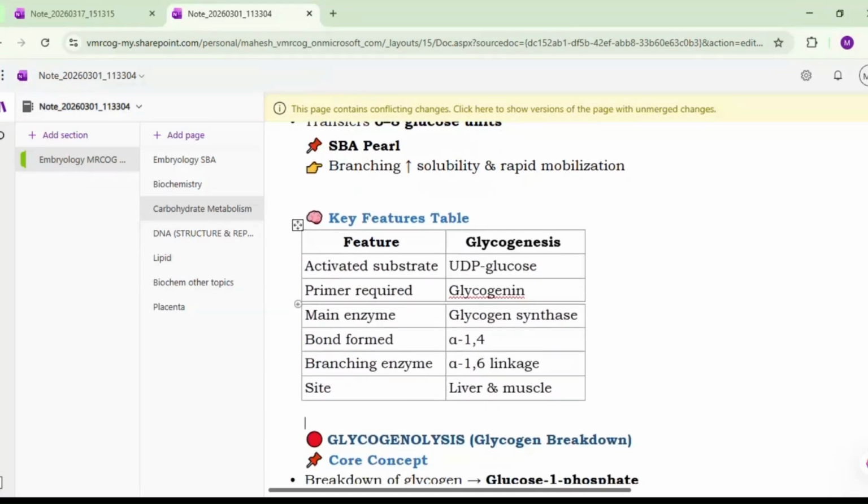So the activated substrate is UDP glucose. The primer required is glycogenin. The main enzyme is glycogen synthase. The bond which is formed is the alpha 1,4 bond. The branching enzyme forms the alpha 1,6 linkage, and the site is the liver and muscle.